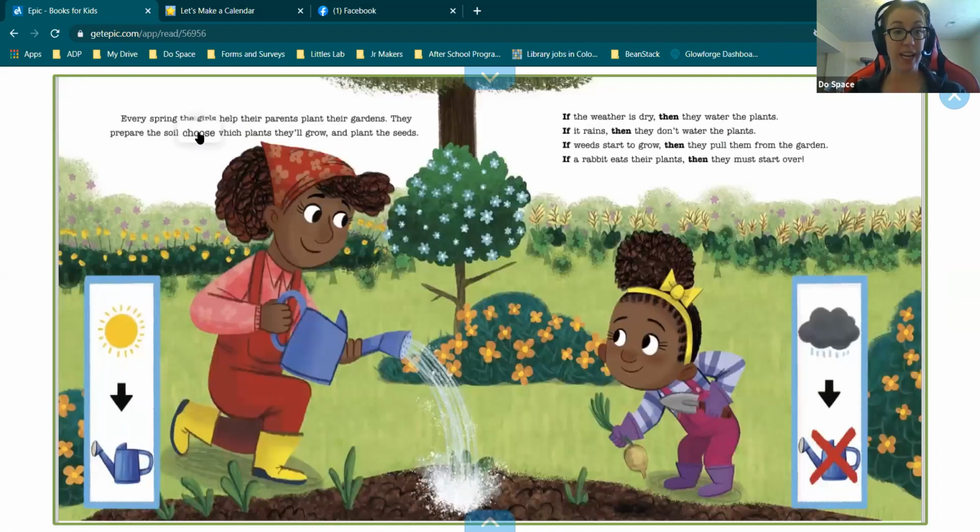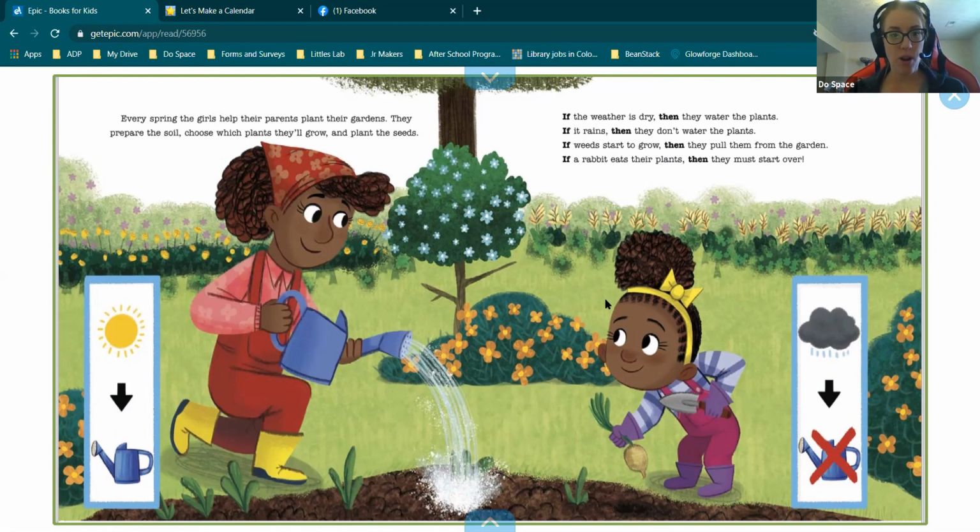So every spring, one of our seasons, right? Every spring, the girls help their parents plant a garden. And they prepare the soil, they choose which plants they'll grow, and they plant seeds. So if the weather is dry, then they water the plants. And if it rains, then they don't have to water the plants. And if weeds start to grow, then they pull them from the garden. And if a rabbit starts to eat the plants, they must start over.